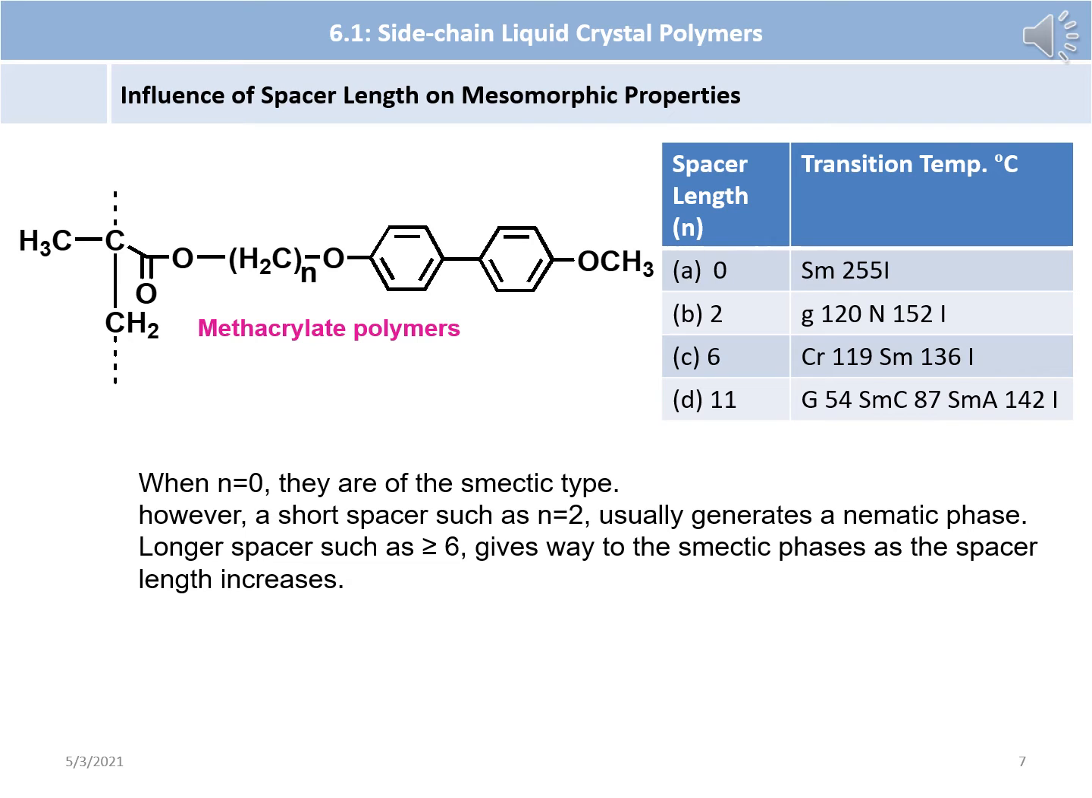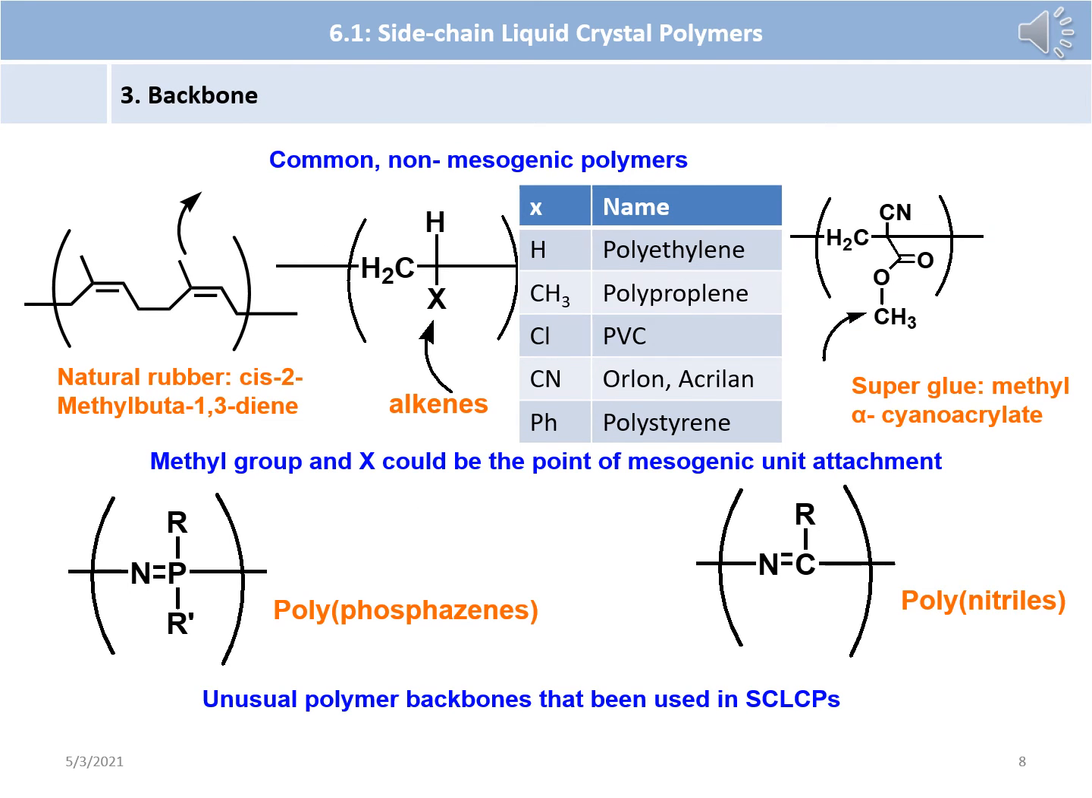Let's see what will happen to the mesomorphic properties when increasing the spacer length, N, from N equals 0 to N equals 11. When N equals 0, they are of the smectic type. However, a short spacer such as N equals 2 usually generates a nematic phase. Longer spacers, such as N greater than or equal to 6, give way to the smectic phases as the spacer length increases.